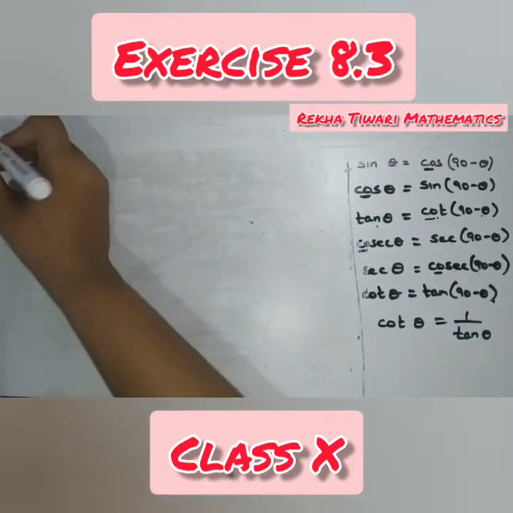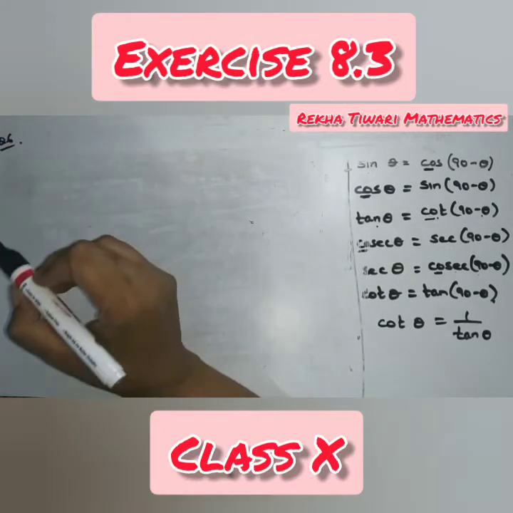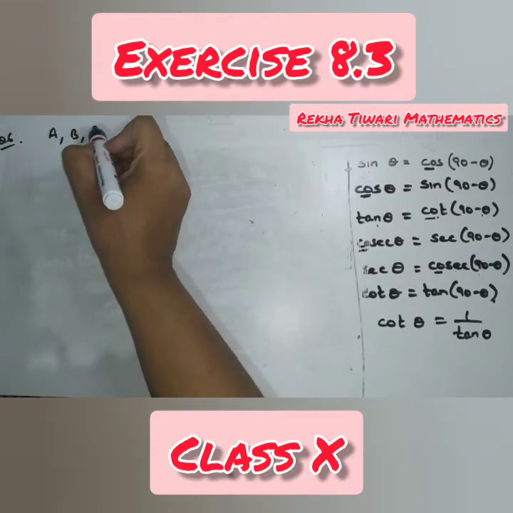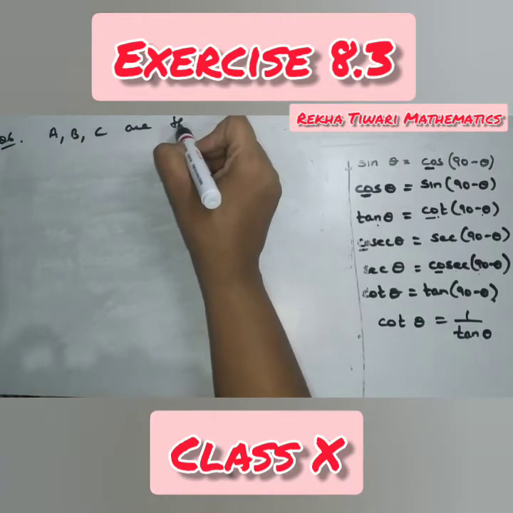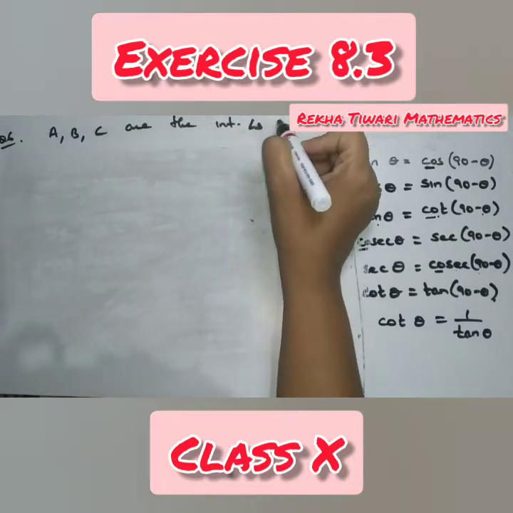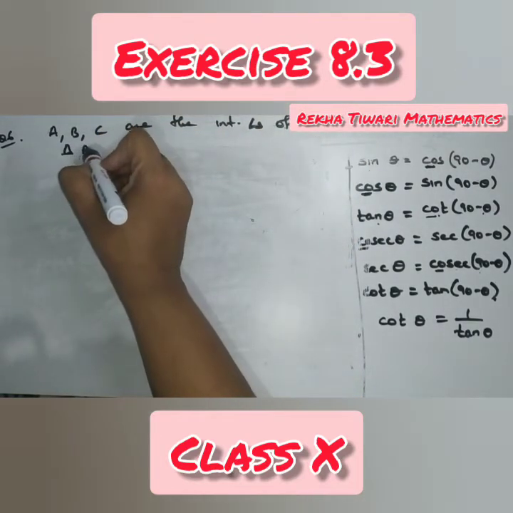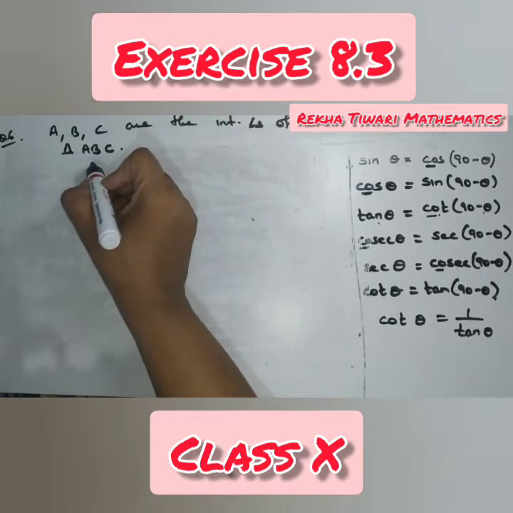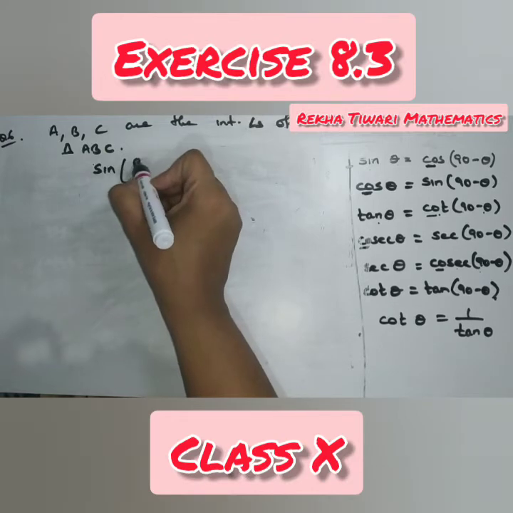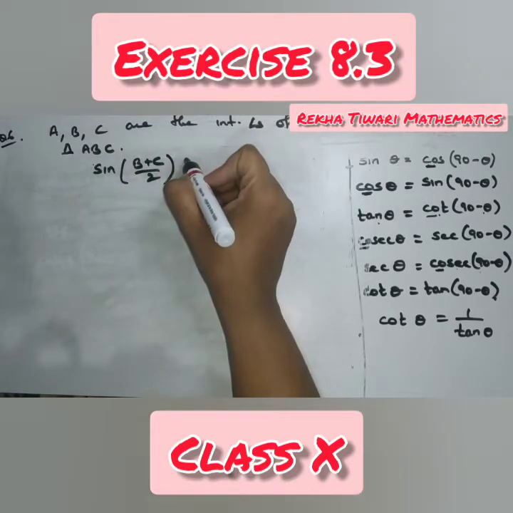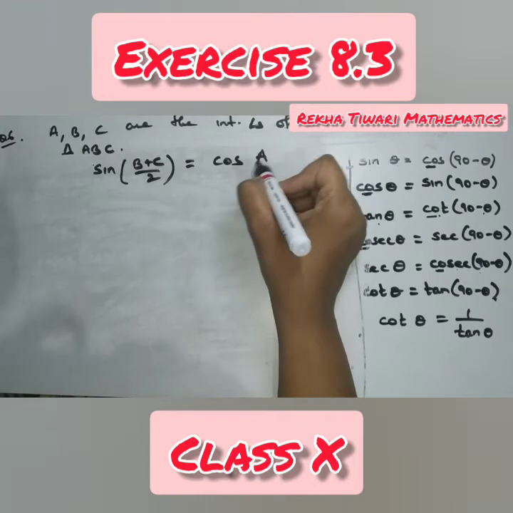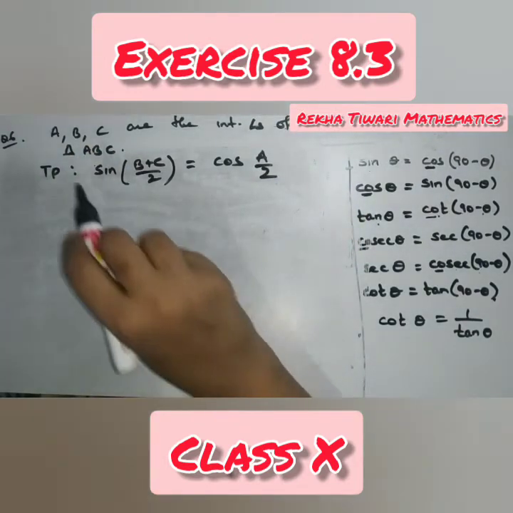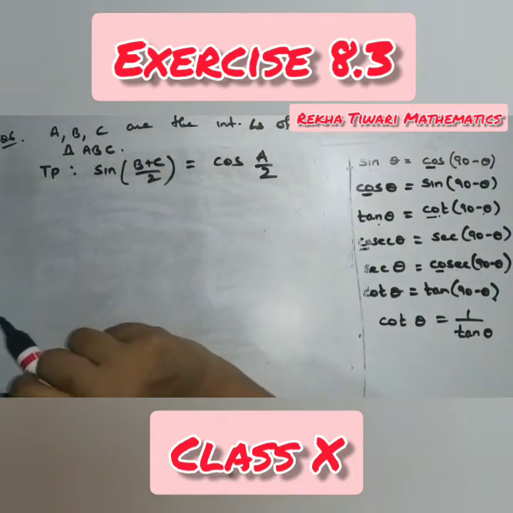Question number 6 is, if A, B, C are the interior angles of triangle ABC, then what you have to prove? You have to prove that sine of B plus C by 2 is equal to cos A by 2. This you have to prove. And what is given to you? That A, B, C are the interior angles of triangle ABC.